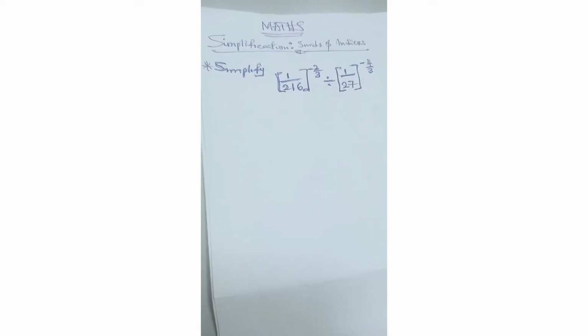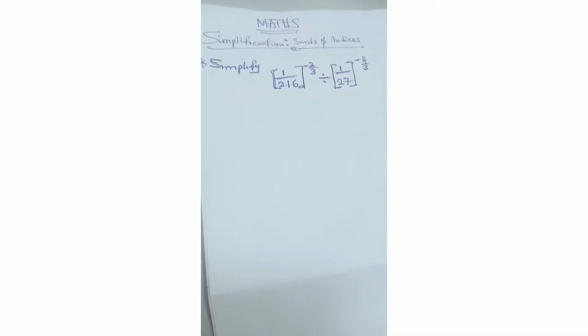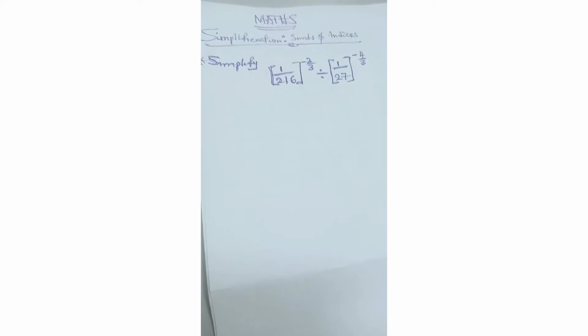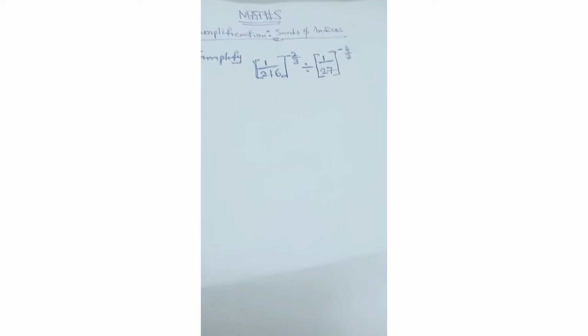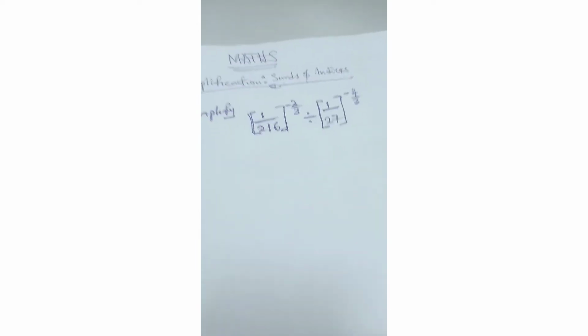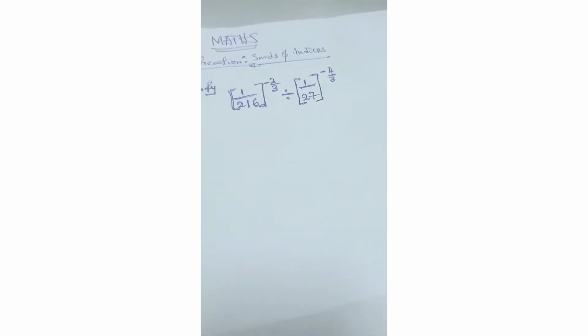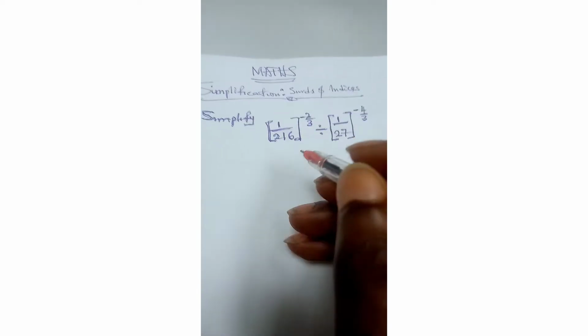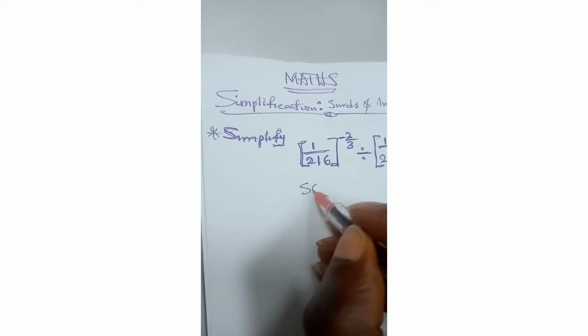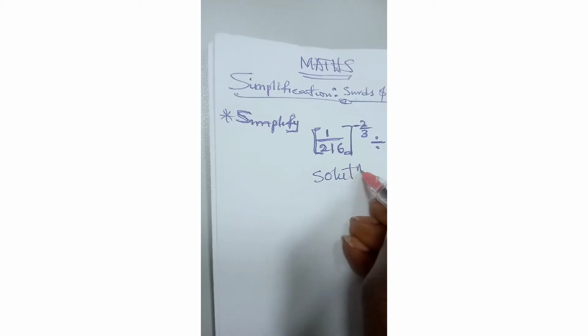The question says simplify (1 over 216) raised to power minus 2 over 3, divided by (1 over 27) raised to power minus 4 over 3. To solve this question, as you all know, we write solution first. Solution. Now, this is what you are going to do.